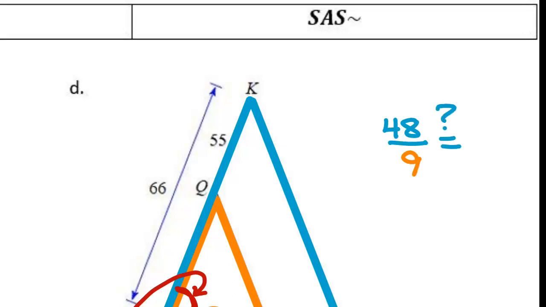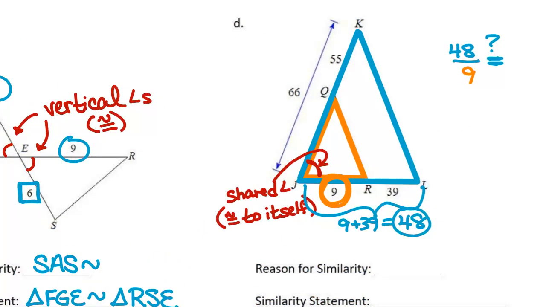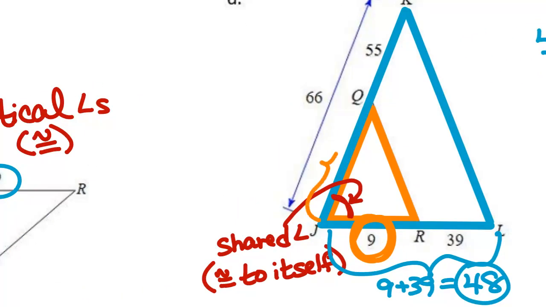Is that equal to, now let's look at our other one. How big is this side, JQ, on my orange triangle? 11. How'd you guys get that? 66 minus 55.